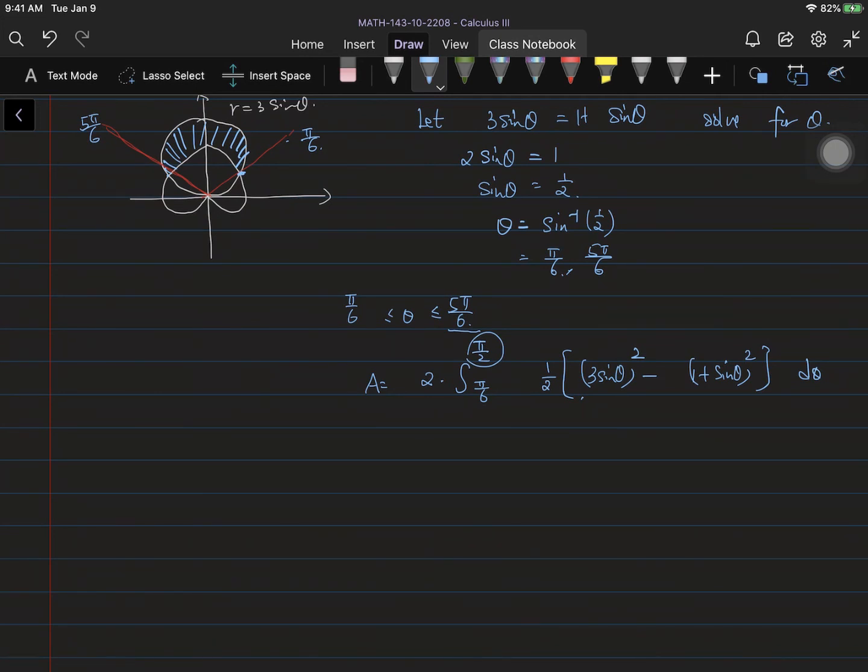Let's take a look at the formula for arc length next.